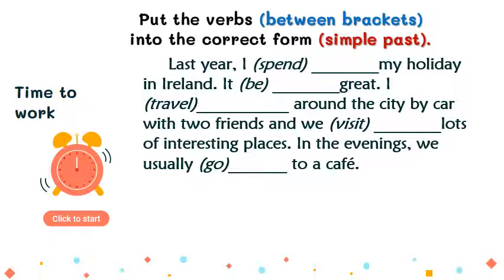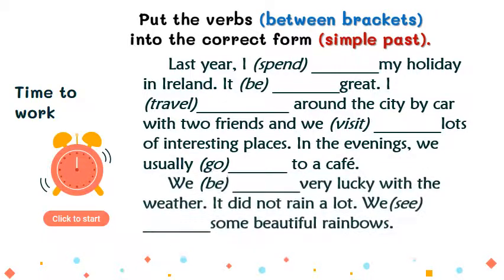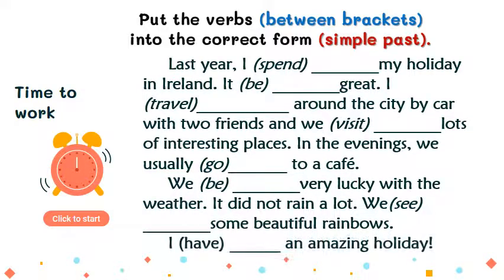Last year I spent my holiday in Ireland. So spend is the verb in the base form. I want to make it in the past. So spend becomes spent in the past. I spent my holiday in Ireland.